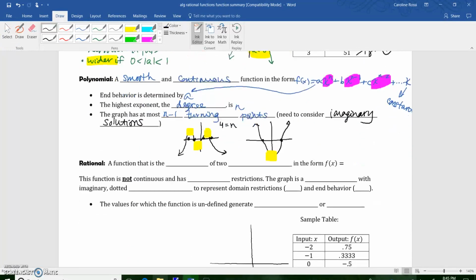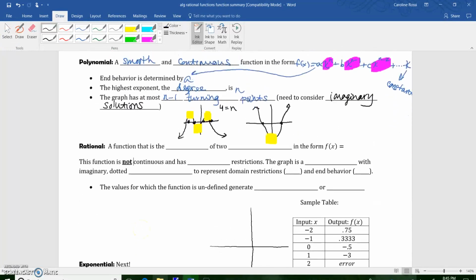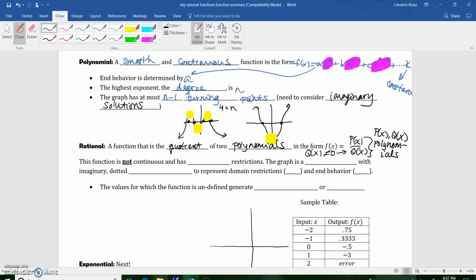All right, the next one that we talked about was a rational function. Now, a rational function is a function that is the quotient, meaning you divide, of 2 polynomials. And I know you've seen this before, but this is just a recap. And it's going to be in the form p of x over q of x, where p and q are polynomials. So p of x and q of x are polynomials. Keep in mind that q of x cannot be 0 because that would mean you would be dividing by 0.